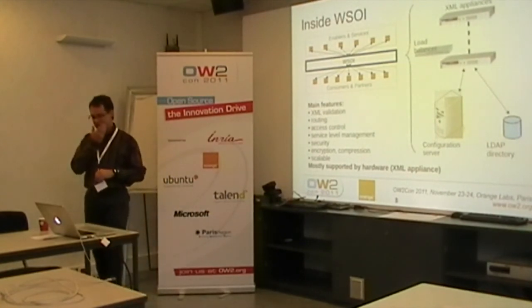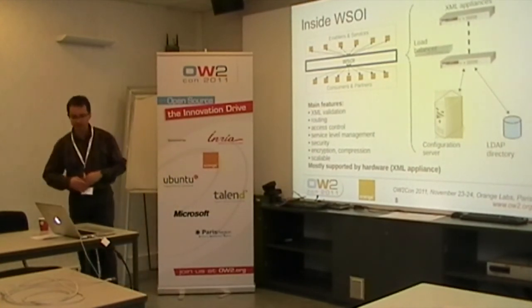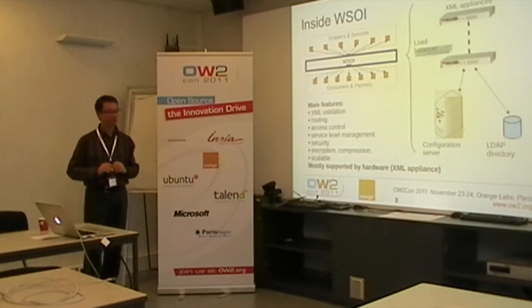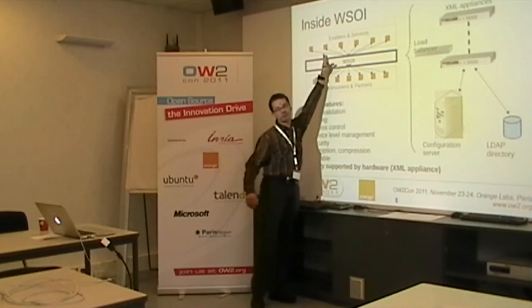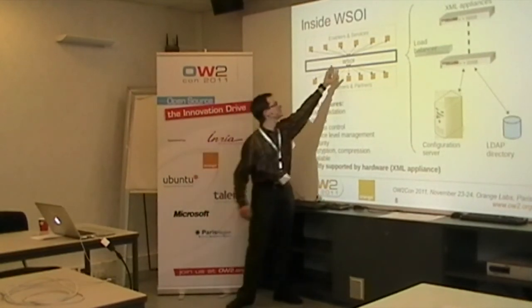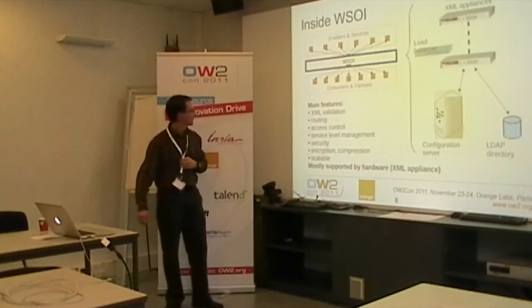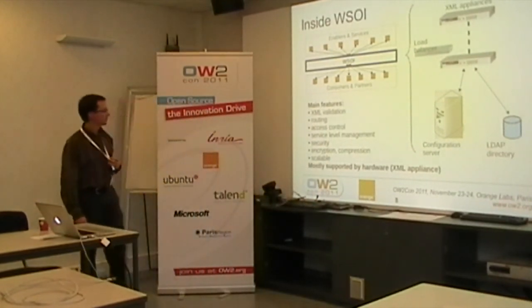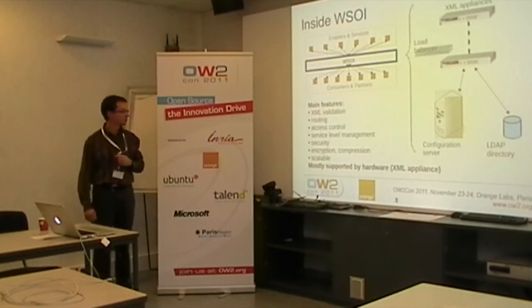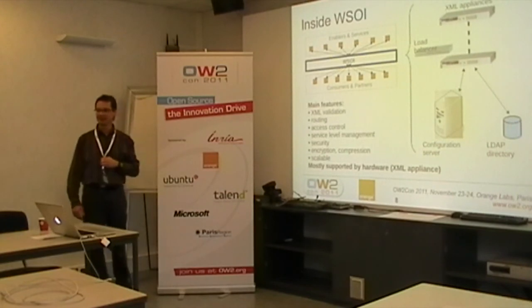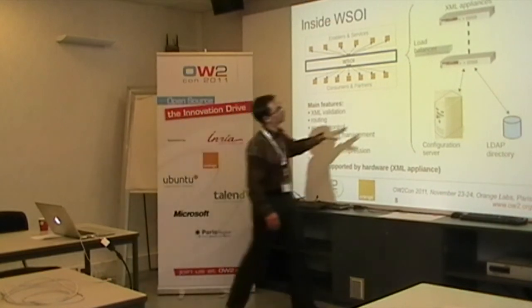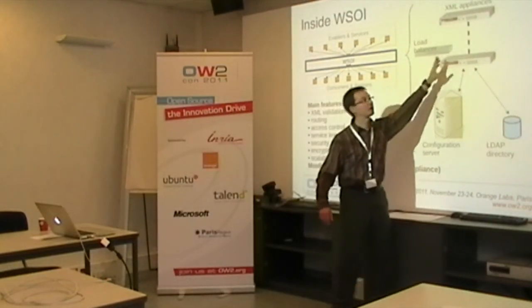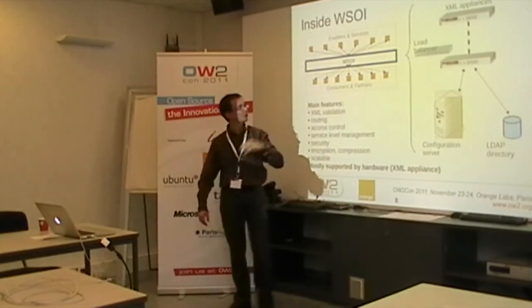The main features of this bus, of this WSOI infrastructure, are XML validation, routing, because the block here doesn't know the address of the enabler or service. It is routed through the WSOI. Access control, service level management, security, encryption, compression also, because XML is very verbose, and also scalability. So the scalability is done here because you have this load balancer, very classical architecture, and you can put several XML appliances.